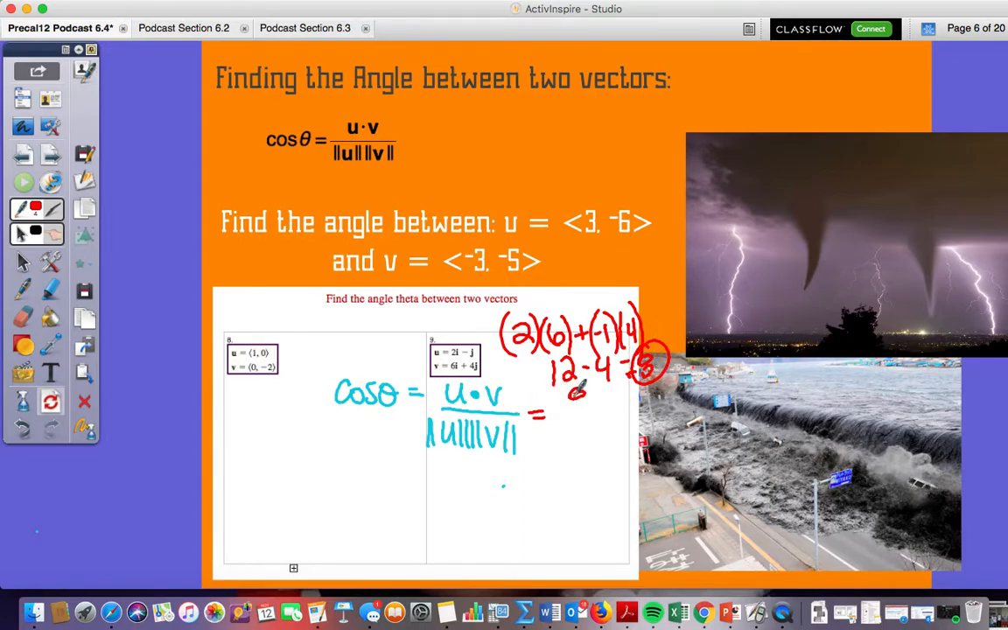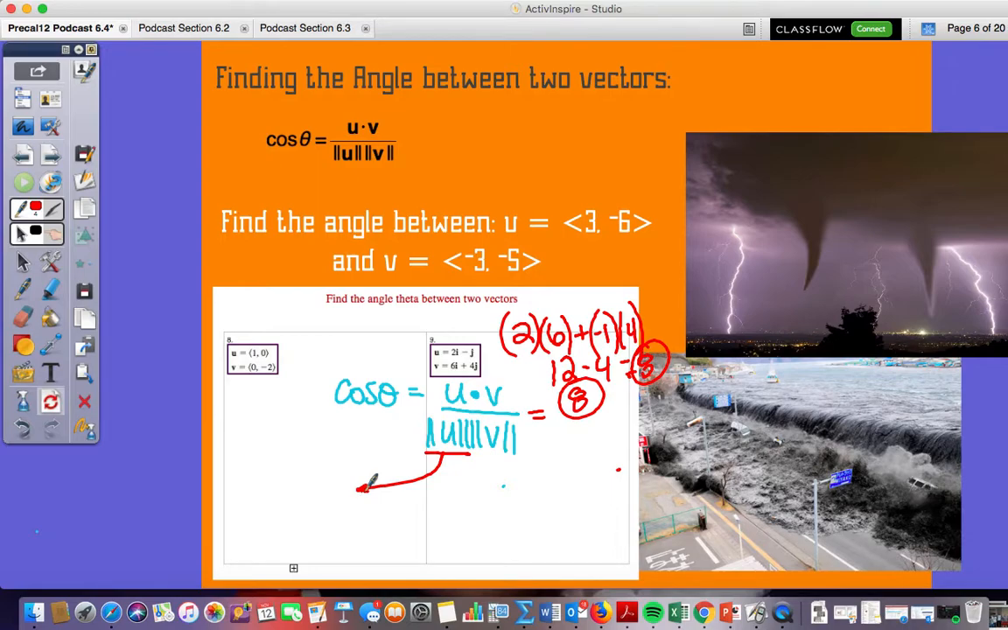So in our formula, Hannah, we know that the top is 8, right? We're good there. How do we do the magnitude of u and the magnitude of v? That's a little different right now. Let's do just the right side. So, would you just divide?